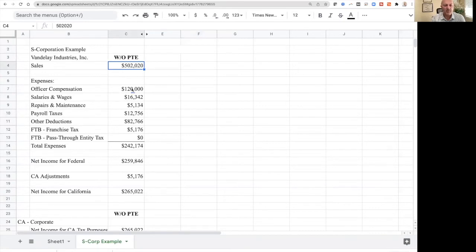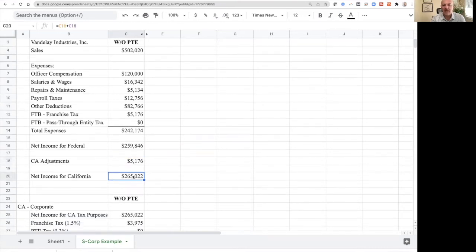and they've got sales of $502,000. And they've got officer compensation of $120,000. They've got some other expenses, and we'll see they've got a franchise tax that they paid from prior year of about $5,200. Once we add up all the expenses, we see their net income for federal tax purposes that's going to pass through onto their K-1 on their personal taxes is about $259,846. When we calculate the California tax, we have to add back the California taxes that were paid for the prior year. So in this case, we add back the $5,176, which gives us a California net income of about $265,022.